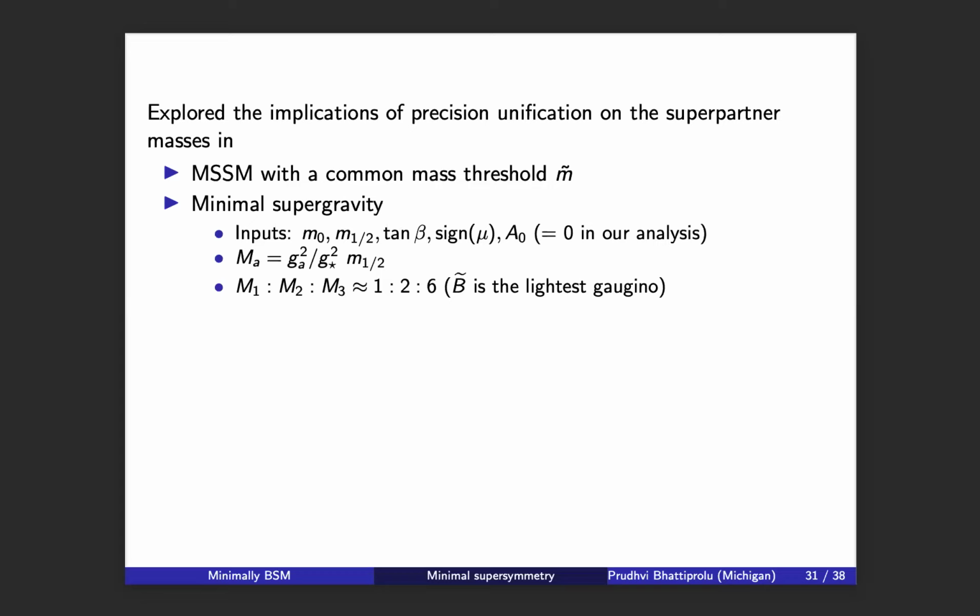So if I have this M1/2, then I can find out what the gaugino masses are at low energy based on this relation. And with this relation, we also have a prediction for the ratios of gaugino masses. In particular, we can see that M1, which is the mass of the Bino, the superpartner of the B field, is the lightest gaugino in this setup.